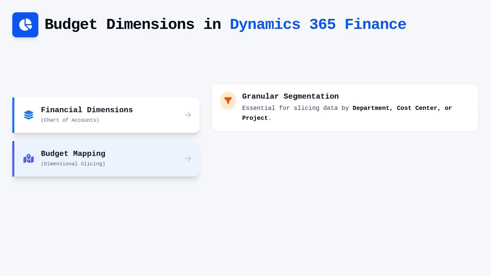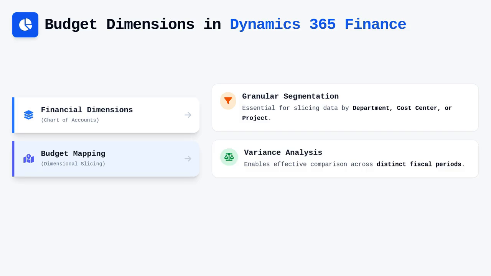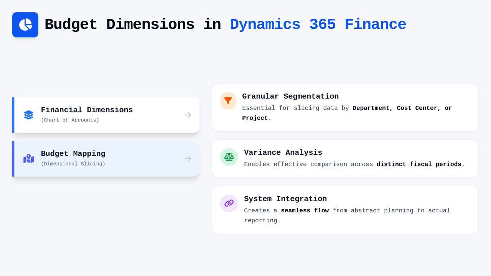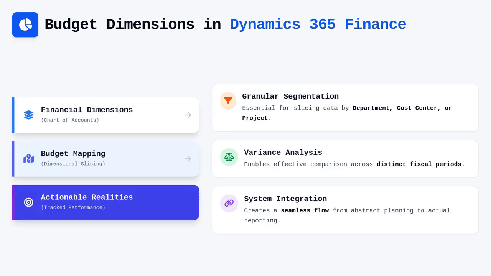If your corporate reporting structure requires analysis by department, cost center, or project, you must ensure that these dimensions are enabled for budgeting purposes. Without granular dimension configuration, you would find it nearly impossible to perform effective variance analysis across distinct fiscal periods. By aligning your budget structure with your financial dimensions, you create a seamless flow of data that translates abstract financial plans into actionable, tracked realities within the system.